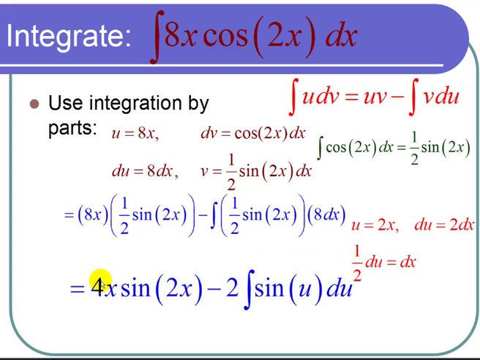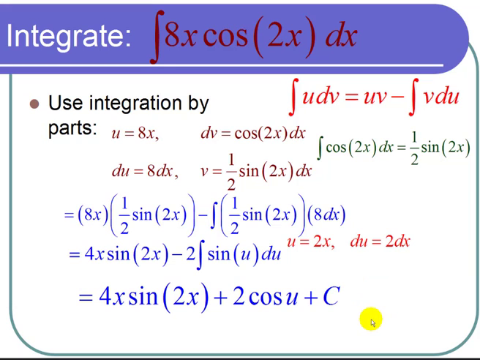So 8 times 1/2 is 4. And to integrate 1/2 sine 2x times 8 dx, I let u equal 2x. Du equals 2 dx, so 1/2 du equals dx. And now 1/2 times 1/2 times 8 is 2. So I'm left with 2 times the integral of the sine of u du.